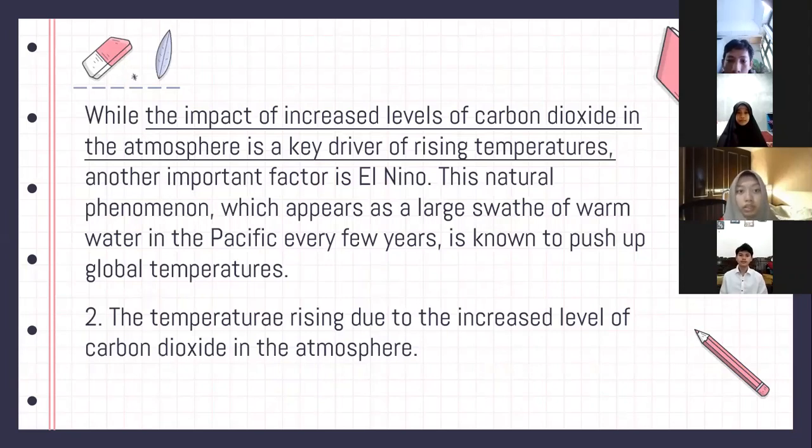Let's take a look at the text to see if there is information about the statement. In the text, it said that the impact of increased level of carbon dioxide in the atmosphere is a key driver of rising temperature. This underlined part has the same meaning as the statement, the temperature rising due to the increased level of carbon dioxide in the atmosphere. So for this statement, the answer is true. Let's move on to the next example.